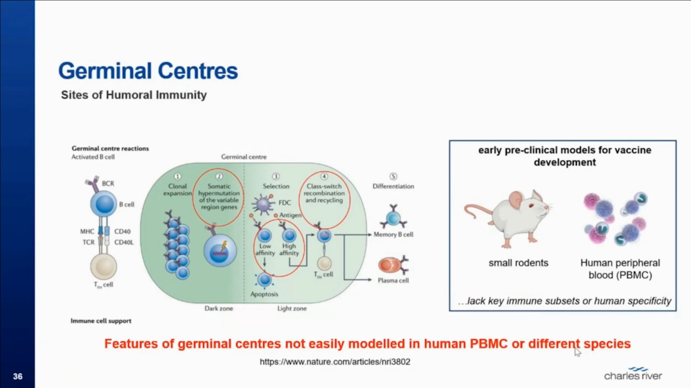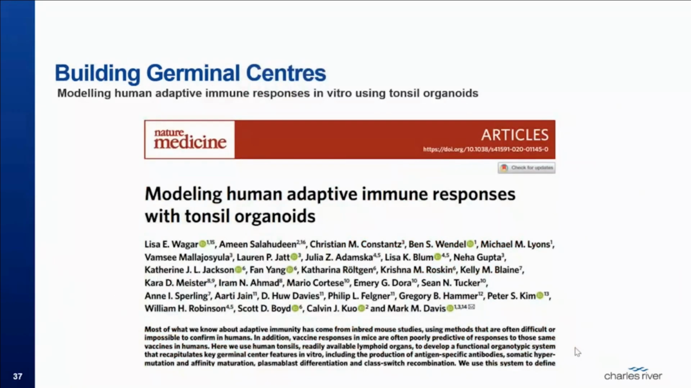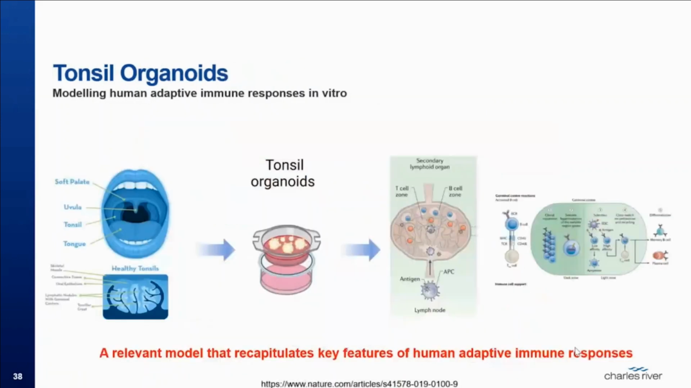And actually, all of those features are not easily modeled, either in human blood samples that you might use preclinically to test your vaccine, or actually in, for instance, small rodent models, where you will see all of those features, but they are very species specific. So to address that issue, we wanted to build on work that was developed from Mark Davis's lab and Lisa Waggar at Stanford. And they've used a tonsil organoid system.